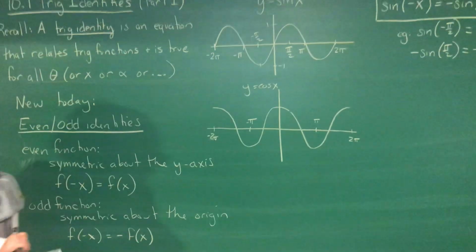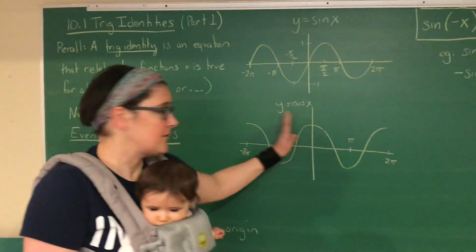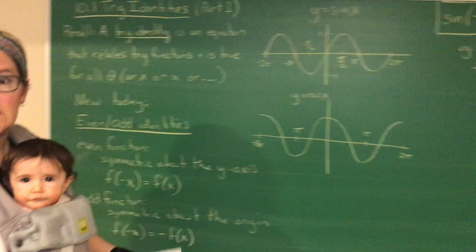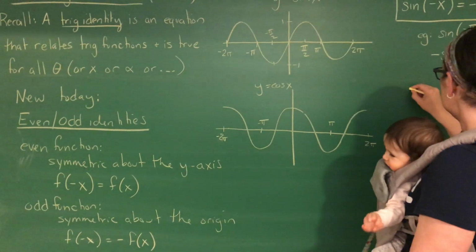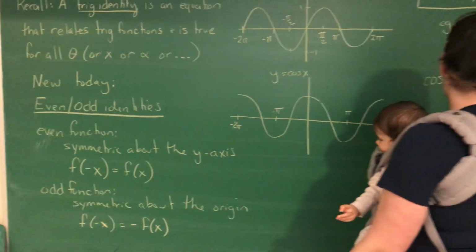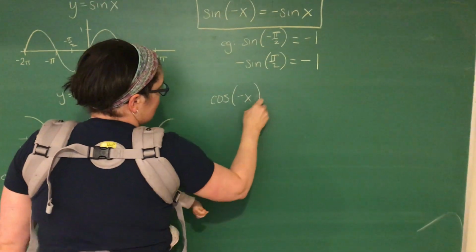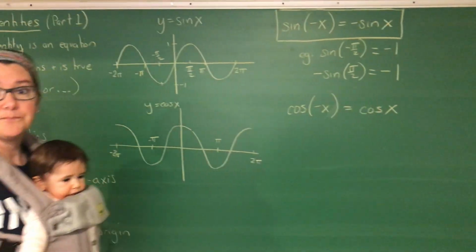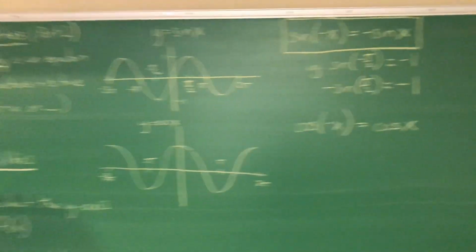Okay. And our cosine function is one of our even functions. If I fold this graph just across the y-axis, it exactly matches up. So the cosine function is an even function. And when we talk about an even function, if I put a negative in front of the x, that's exactly the same as completely ignoring that negative. So cosine of negative x is the same thing as cosine of x.